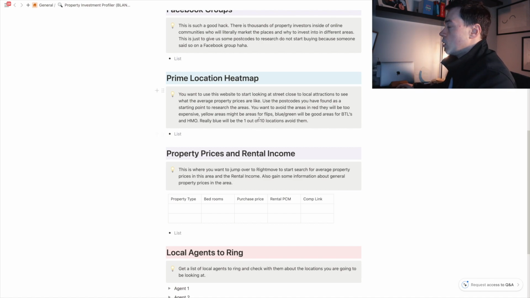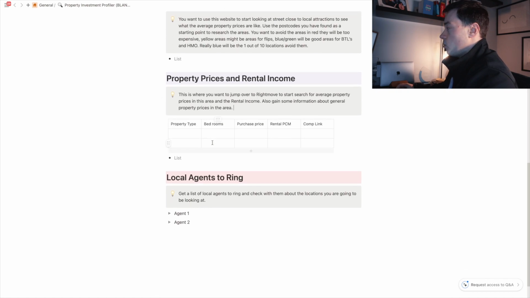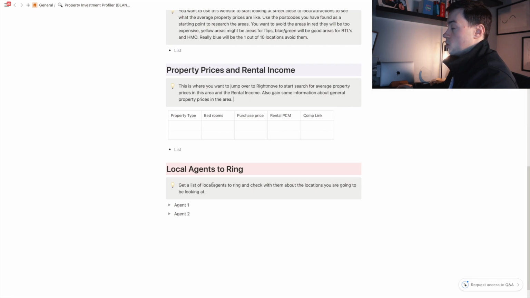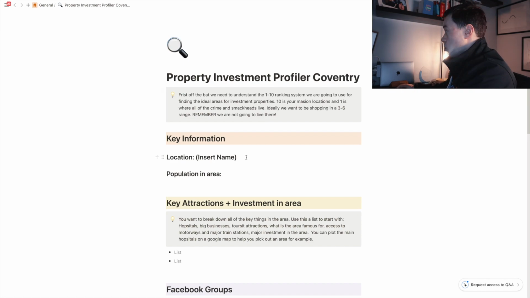That is really useful. And I'll drill down on what colour on the heat map we're looking for. We're going to go over property prices and rental income so we understand what the actual market's like. And then we're going to get a list of local estate agents to ring to corroborate what we're saying about our research and to ask them. So this is the template, and now we're going to go through it.